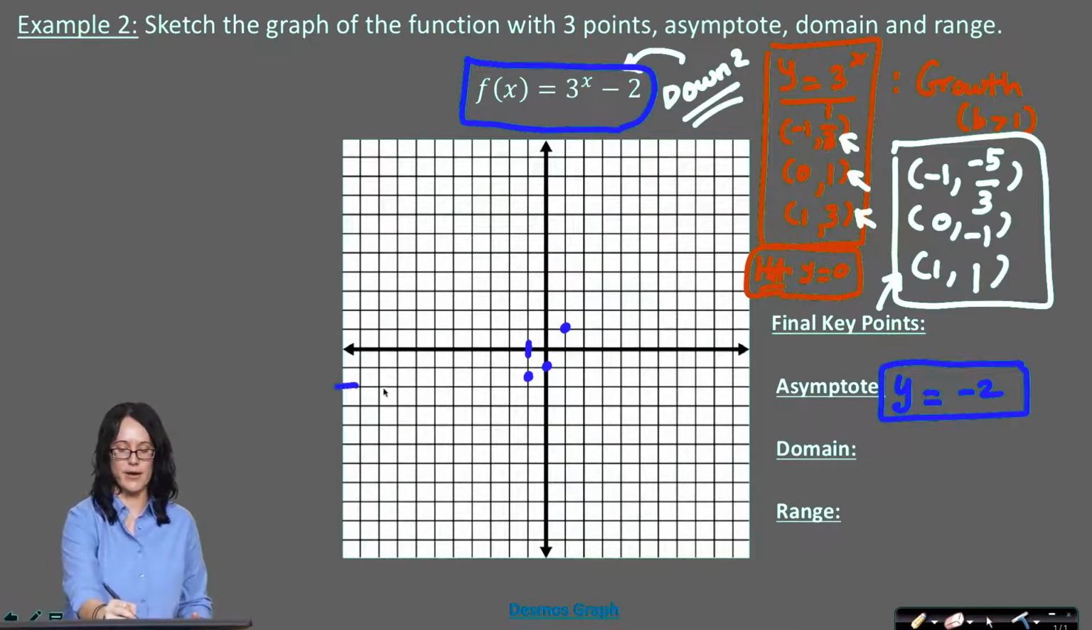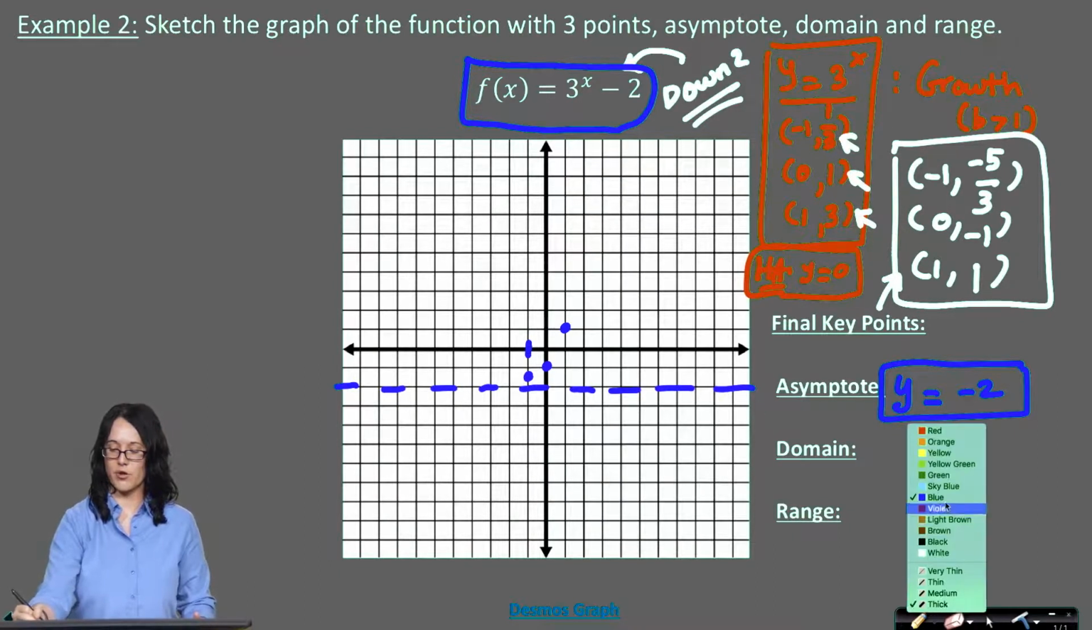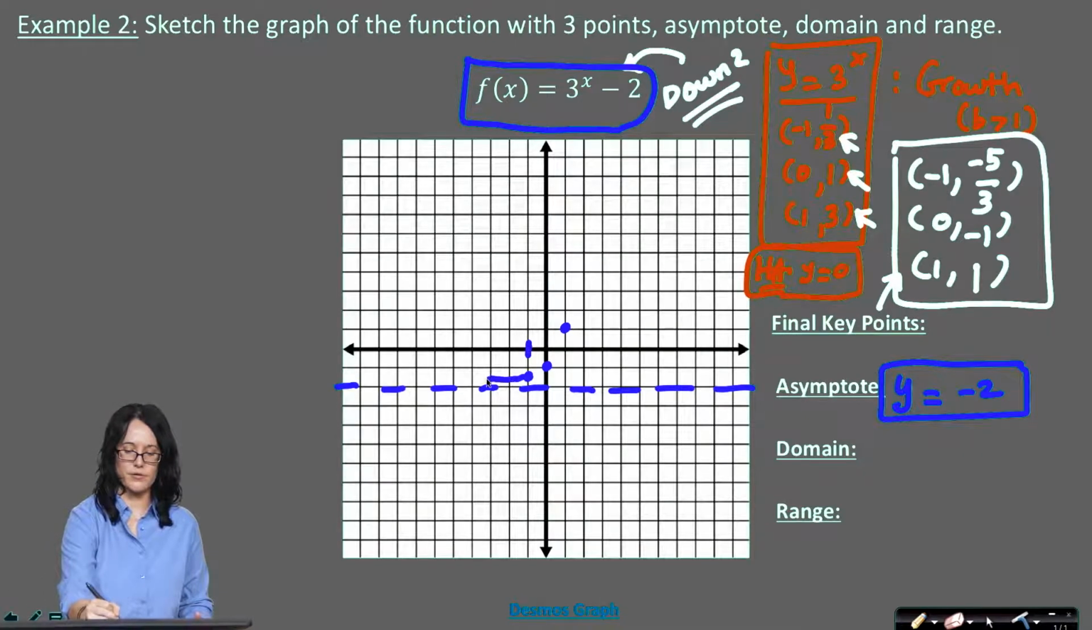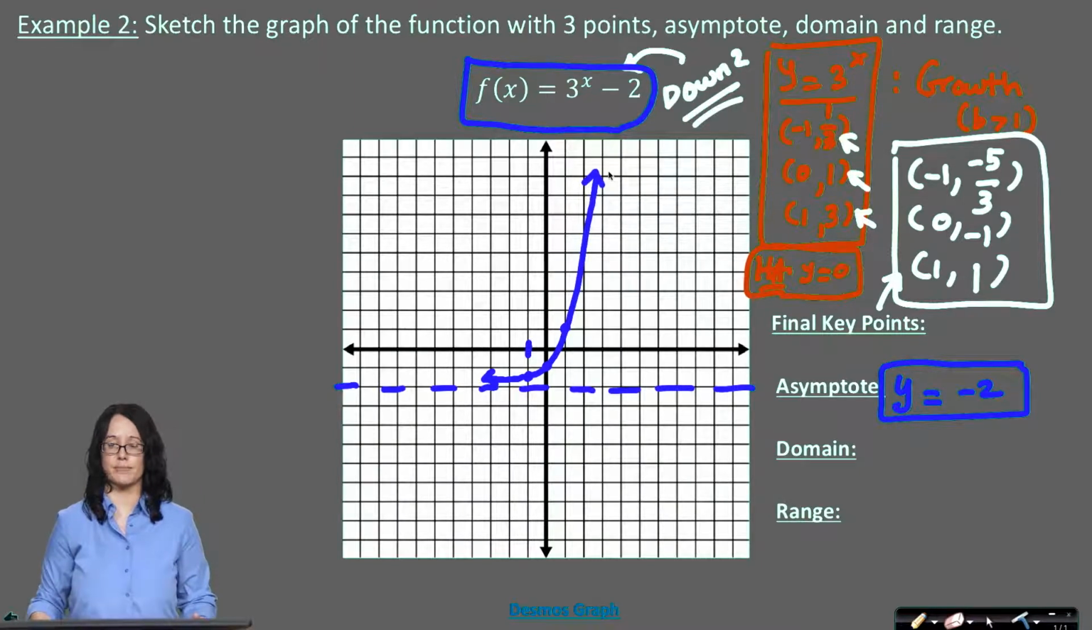So I'm going to draw that as like a dotted line to tell myself that's what I should be approaching as I go toward the left forever here. So let's draw our picture now. Get closer and closer to that line. And as you go toward the right, you're shooting up rapidly. That's what exponential growth is doing.